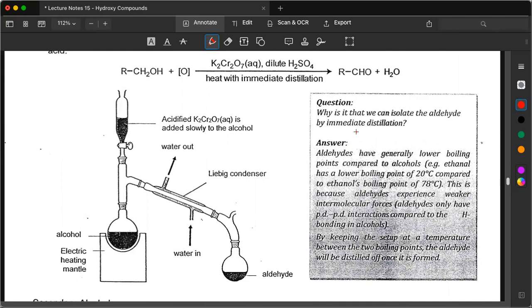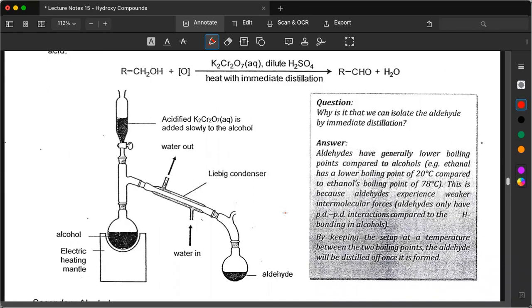Why is it that we can isolate the aldehyde by immediate distillation? Why is distillation a suitable method for the separation? This is because aldehydes actually have a lower boiling point compared to alcohols. For example, ethanal, which is an aldehyde, has a boiling point of 20 degrees Celsius, whereas ethanol is 78 degrees Celsius. The aldehyde experiences weaker intermolecular forces because aldehydes only have PD-PD interactions. It doesn't have hydrogen bonds, unlike alcohol.